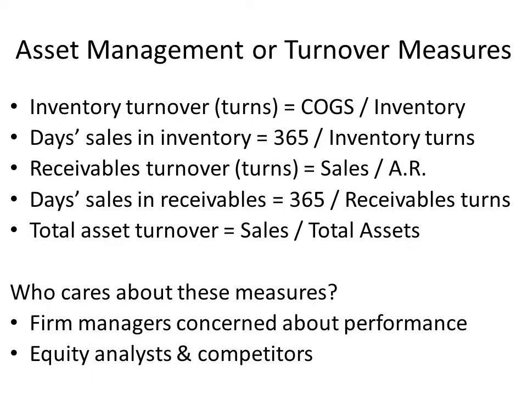Okay, let's talk about another family of measurements. We'll talk about asset management or turnover measures. And the first one we'll talk about is called inventory turnover, and we're going to measure it in something called turns. It's actually unitless. And we're going to find it by dividing cost of goods sold by the amount of inventory that we have. Both of these are going to be in dollars, so the dollars are going to cancel out. Now, why are we measuring our sales in terms of cost of goods sold instead of in terms of sales? It turns out that cost of goods sold and inventory are both recorded at cost, and so this gives us an apples to apples comparison.